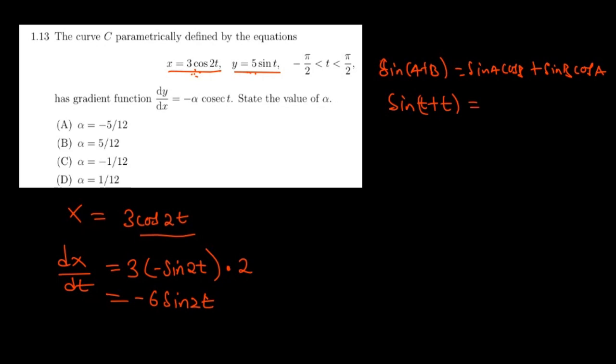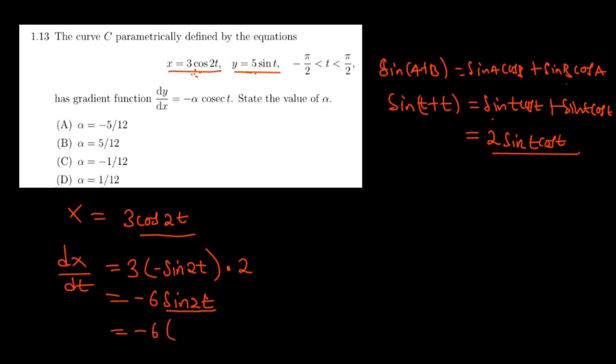That will just be what? Sine t cos t plus, okay, plus here it will be still sine t cos t. So these are the same thing, so it will just be 2 sine t cos t. Okay, so where there's this guy here, I'm going to put this. So this will be minus 6, and then where there's this, I'm putting 2 sine t cos t. Okay, so that will be my dx dt.